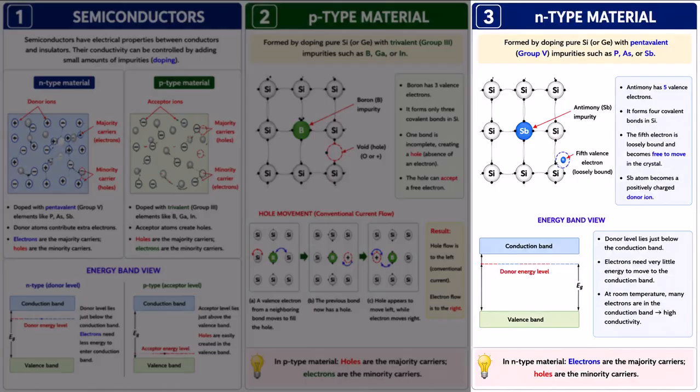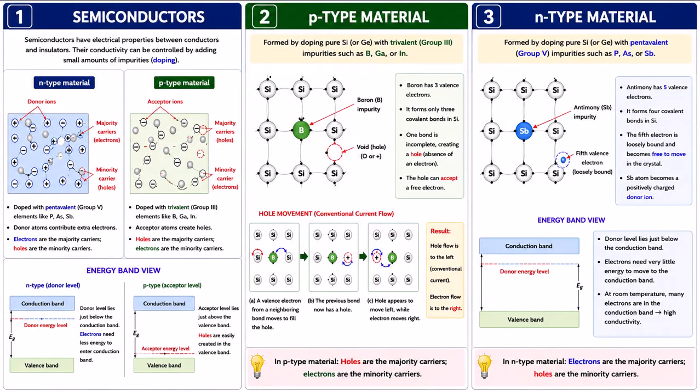This concept is the foundation of semiconductor devices. When P-type and N-type materials are joined together, we get a p-n junction. The p-n junction is used in diodes, LEDs, rectifiers, solar cells, and transistors.